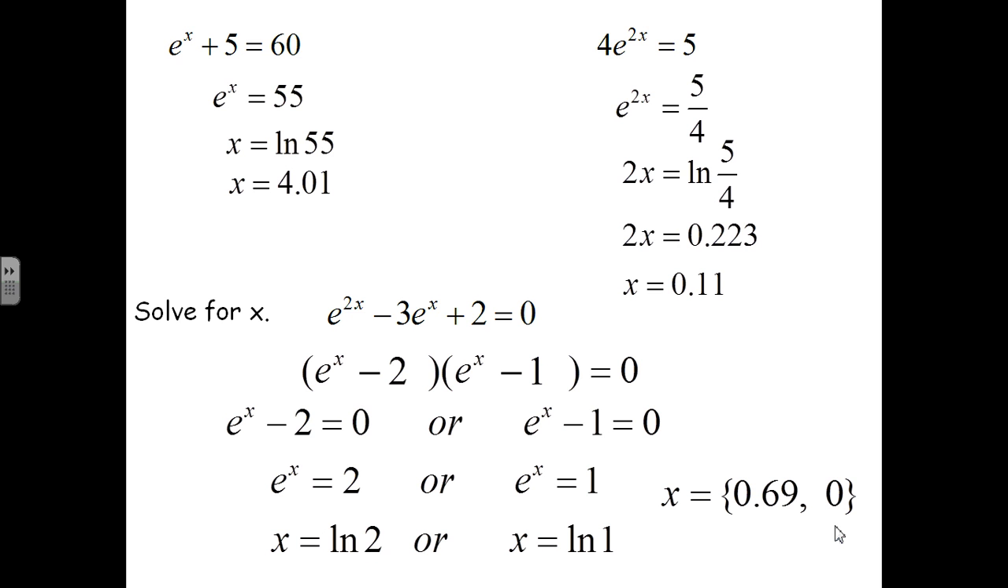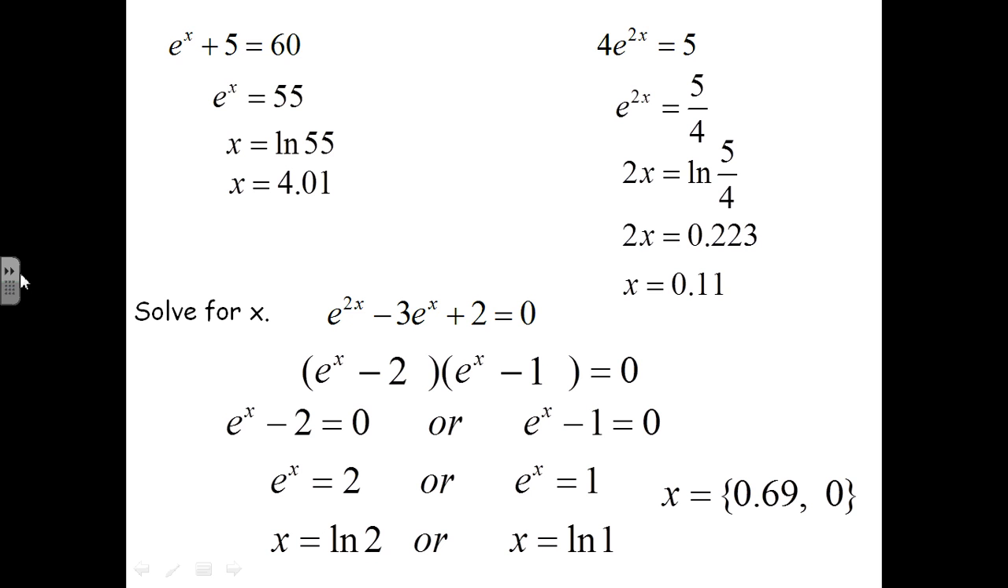Now I do want to caution you, remember, follow the rules of your logs and exponentials. If whatever you get over here, you try to take the log of something and it's a negative, you can't take the log of a negative, so that wouldn't work. So just keep that in the back of your mind when you are working on these equations.